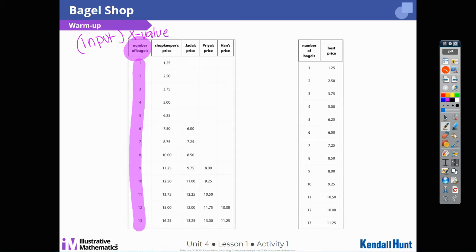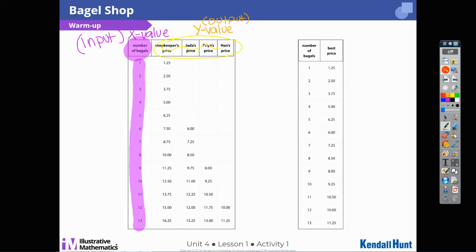And what you get out of a function are all of these prices over here. Okay, so all of these prices are your y value, and it's also known as the output. Okay, so you have an input or an x value, and an output is your y value.